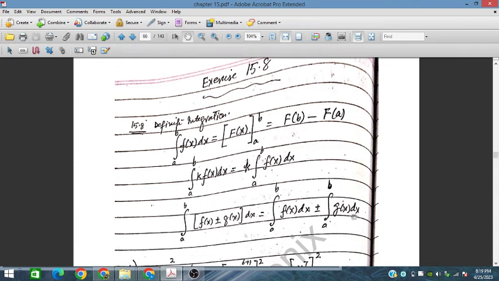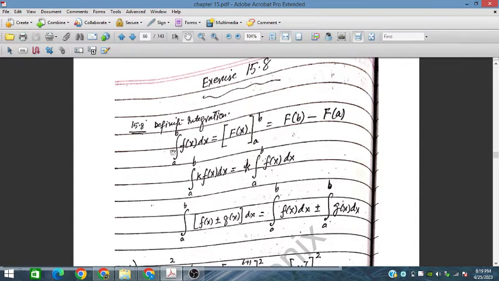Bismillahirrahmanirrahim. In this session, we will discuss definite integration, that is exercise 15.8 from Additional Mathematics course for IGCSE and O-level students.